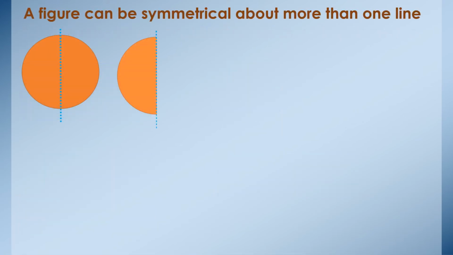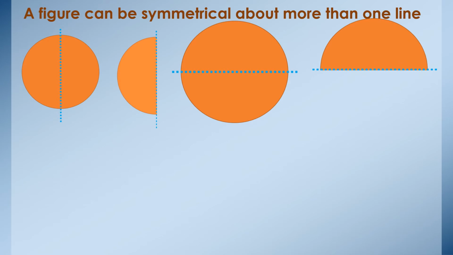Here we saw that a circle becomes symmetrical about this dotted line. Let us take the same circle and we draw a different line. Here also we notice that a circle becomes symmetrical about this line. Let us take the same circle. We draw a vertical line, circle is symmetrical. We draw a horizontal line, the circle is symmetrical.